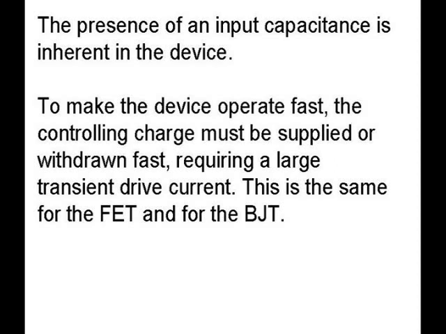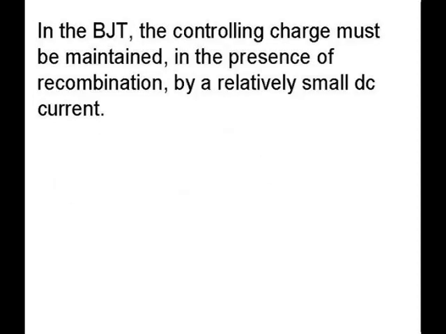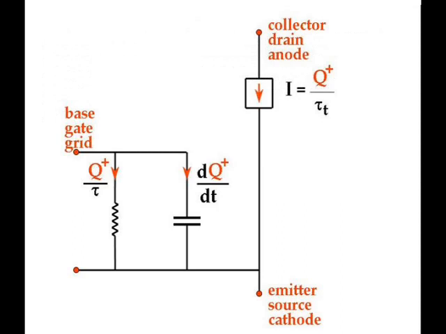The only difference is, in the FET, once you've stuffed the charge in there, it essentially stays. In the BJT, it doesn't stay. It leaks away because of recombination. So if you want to maintain the same controlling charge, and therefore the same output current, you have to maintain the controlling charge by constantly replacing it at the same rate that it gets lost by recombination. So the model ends up having a resistance in parallel with the input as well as the capacitance.